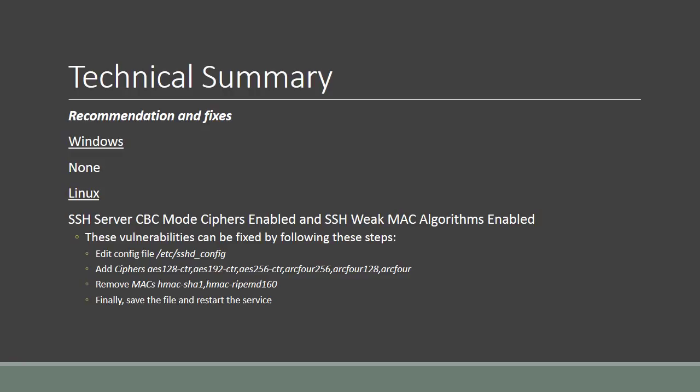Recommendations and fixes for SSH: none for Windows. For Linux, SSH server CBC mode ciphers enabled and SSH weak MAC algorithms enabled can be fixed by editing the config file and then adding the following and then removing MAC hmac-sha1, comma, hmac-ripemd160, and then finally you save the file and restart the service.